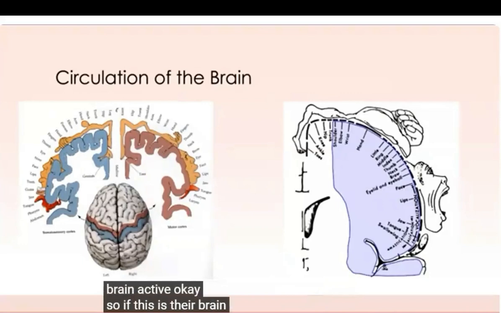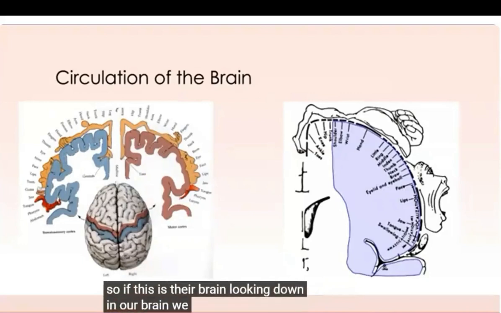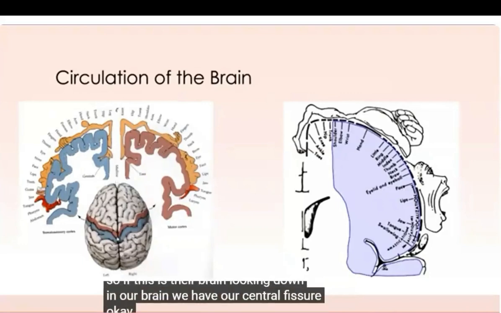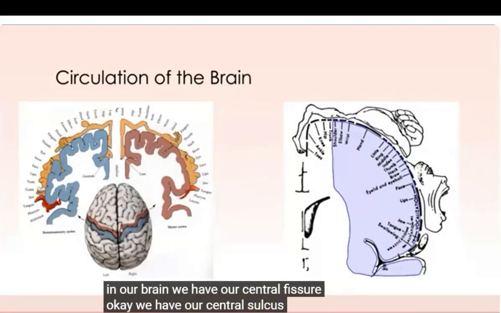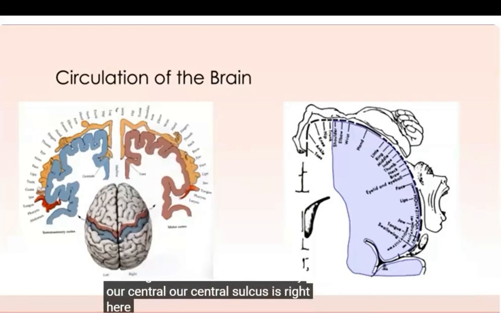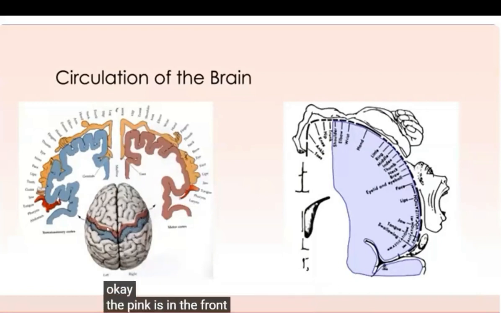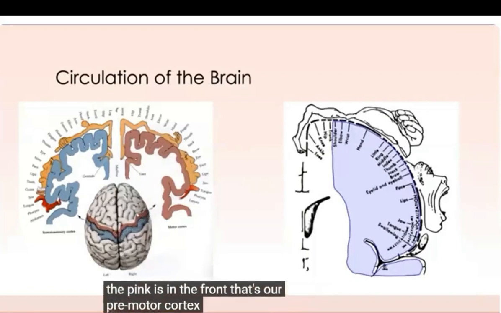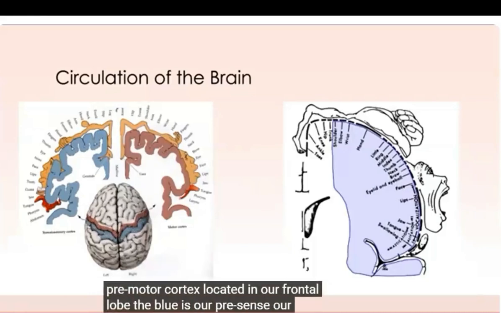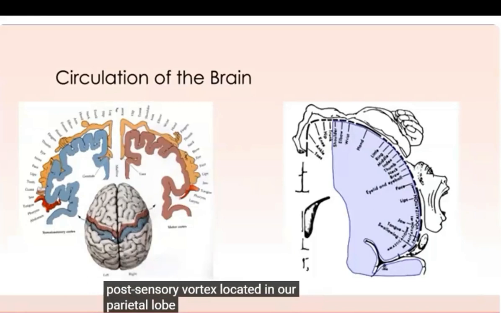So if this is their brain looking down at our brain, we have our central fissure, we have our central sulcus, our longitudinal fissure, I should say. Our central sulcus is right here. The pink is in the front. That's our premotor cortex located in our frontal lobe. The blue is our post-sensory cortex located in our parietal lobe.